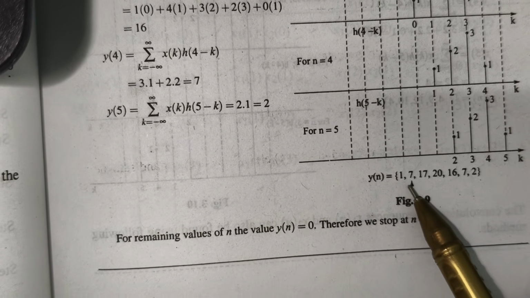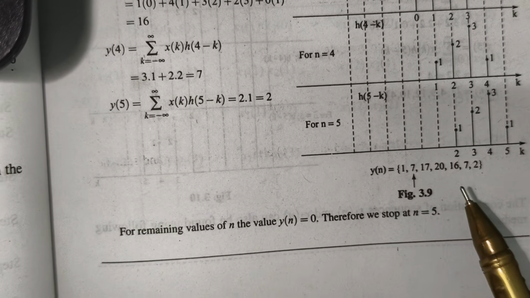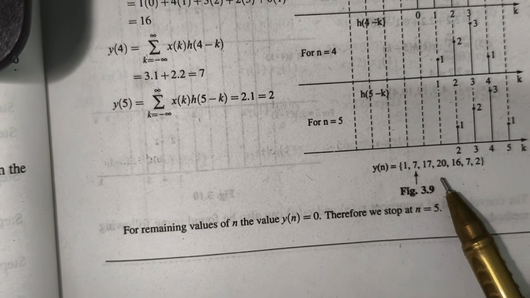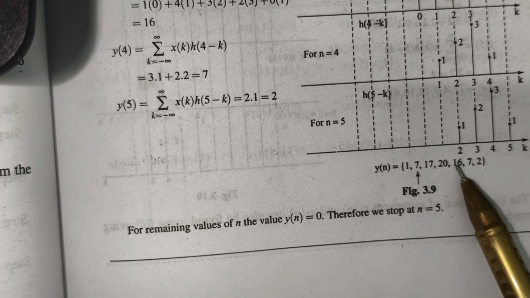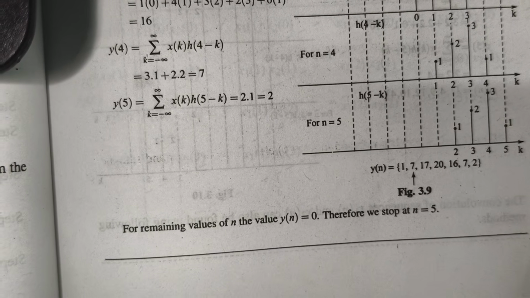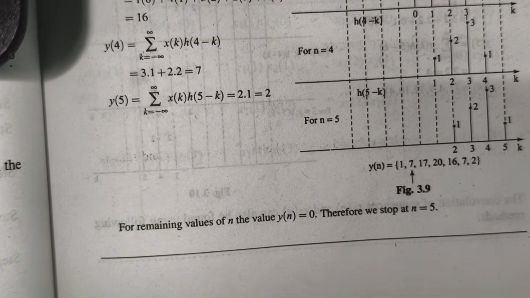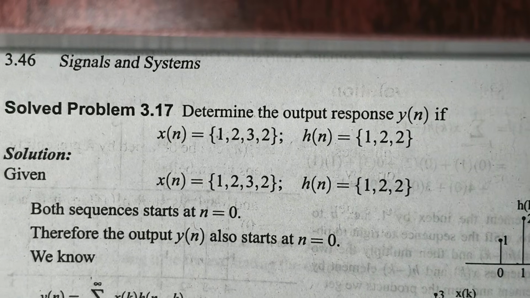The reason why I have marked an arrow here is that the signal here is at the point 0, and this is at the value minus 1, and these all are going to be at the points 1, 2, 3, 4 and 5. Hope you have got a clear idea of how you should solve the graphical method of convolution. So this is going to be your practice problem. You can try solving this problem.